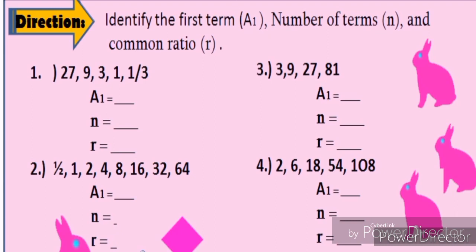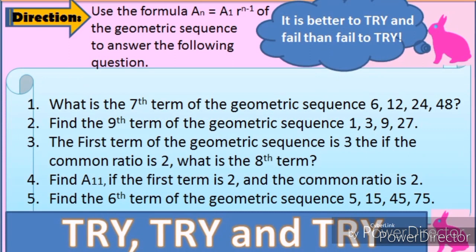Okay, now you can try this one. You're going to identify the first term, number of terms, and common ratio. We have number 1, number 2, number 3, and number 4. Okay, so let's have another activity. You're going to use the formula a sub n equals a sub 1 times r raised to n minus 1 of the geometric sequence to answer the following questions. Okay, thank you for watching and good luck!